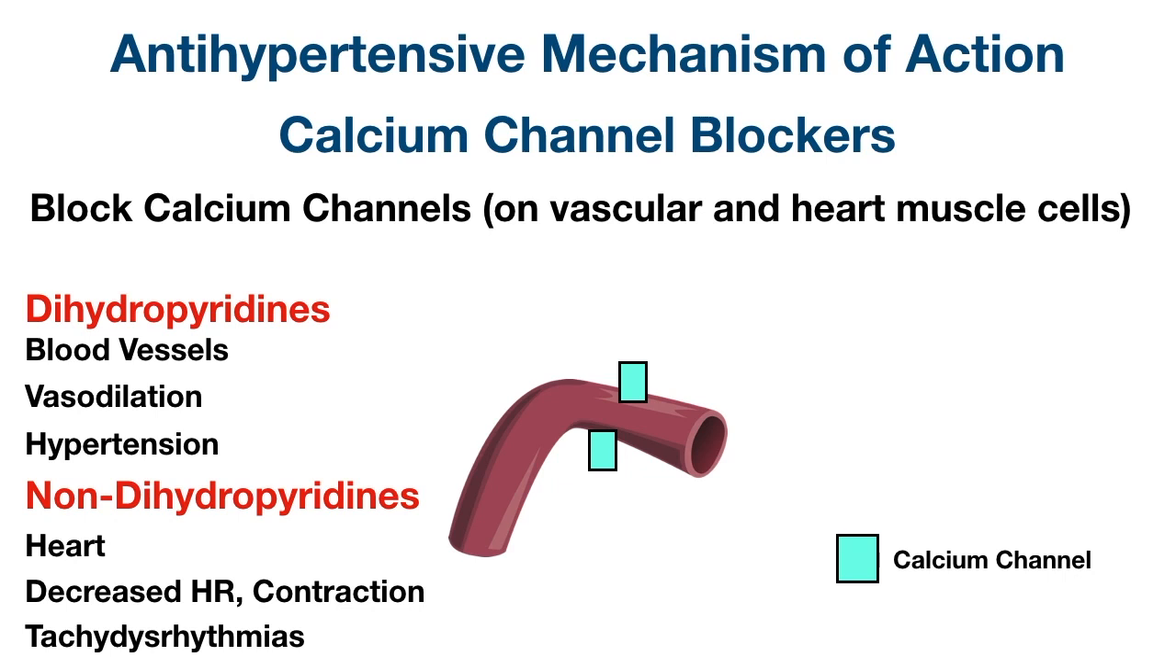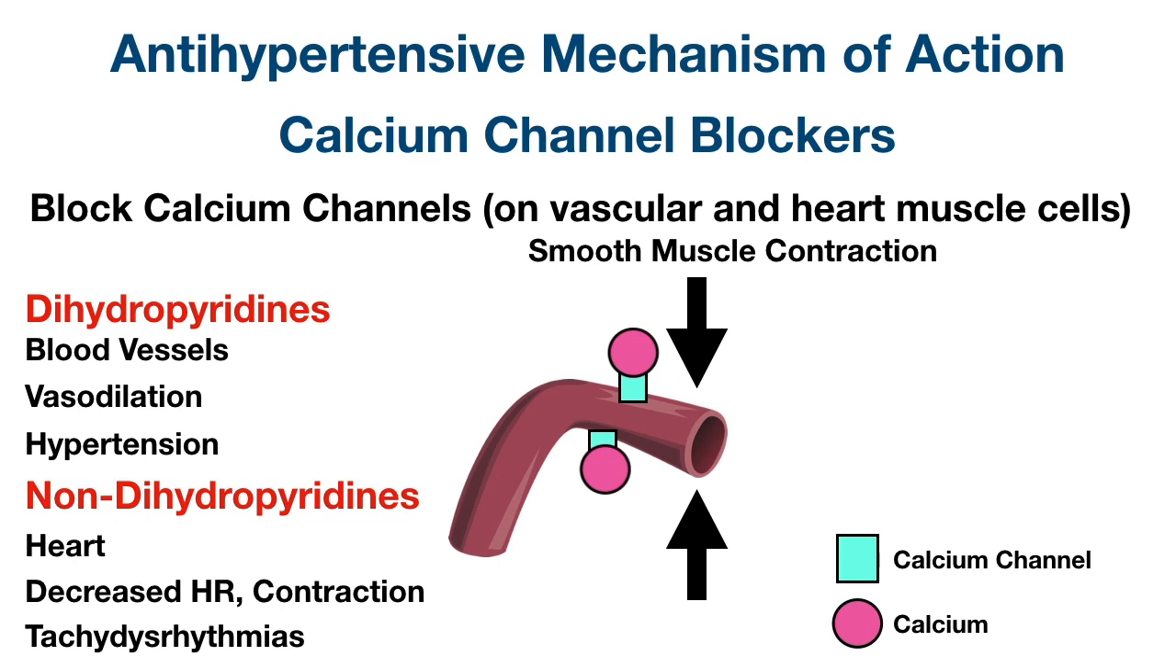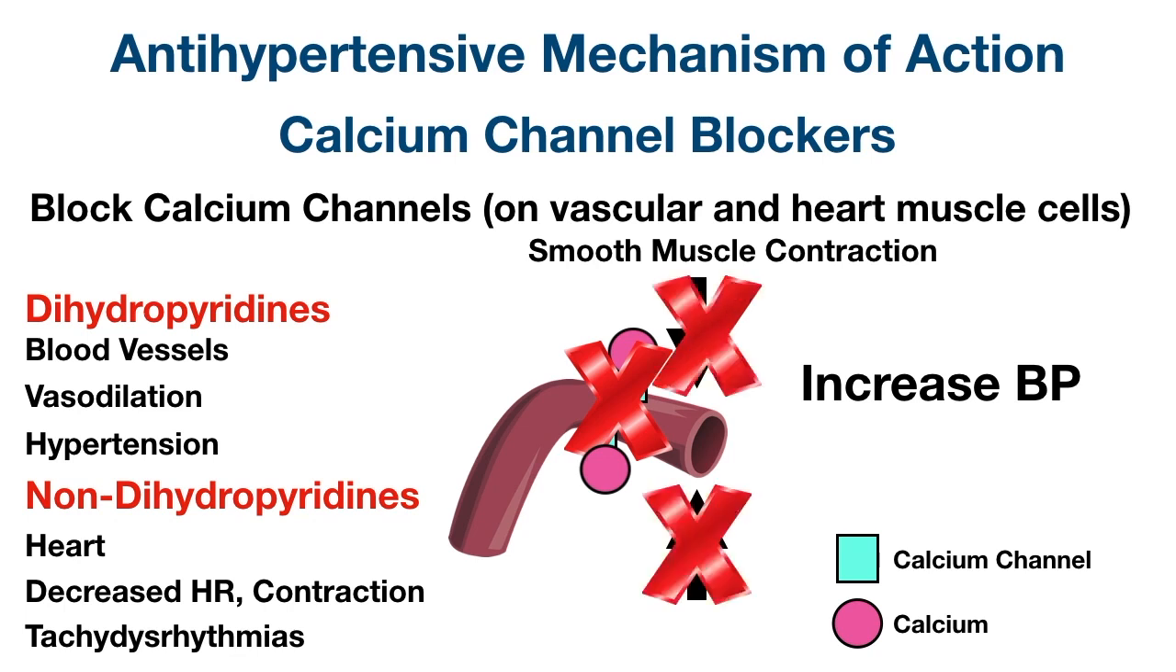When calcium enters the cells through the calcium channels, it will lead to smooth muscle contraction and vasoconstriction. As we know from before, vasoconstriction will cause blood pressure to increase. If we block calcium channels with calcium channel blockers, then we will decrease the influx of calcium into smooth muscle cells. This will decrease smooth muscle contraction and vasoconstriction and ultimately decrease blood pressure.